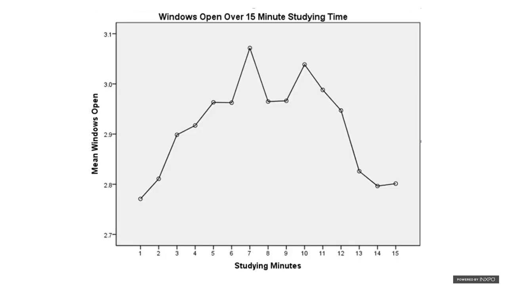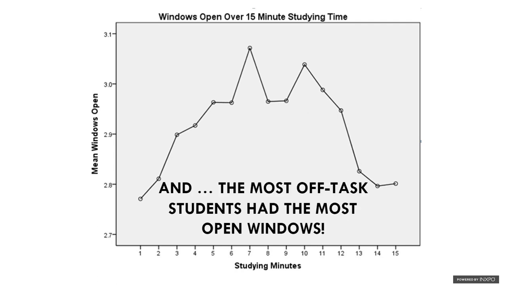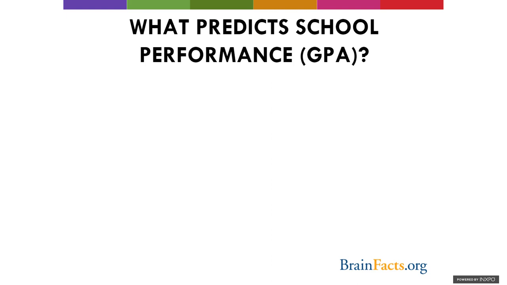We also, if you remember, monitored windows that were open on their screen, and what you see here is that the number of windows that are open starts low and then starts to grow and grow and grow. As they're studying, they keep opening more and more windows. And remember that 8 to 9 to 10 minute mark where they were the most distracted is the time that they had the most. And sadly, those who were most off task, those students who couldn't stay on task as much, had the most open windows.